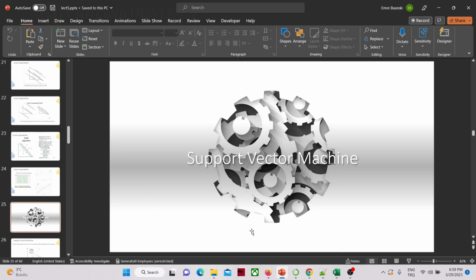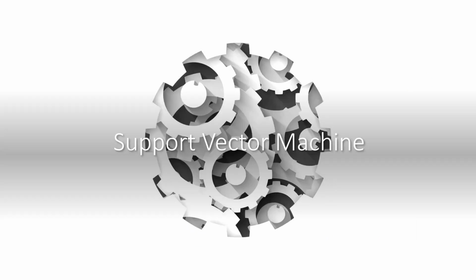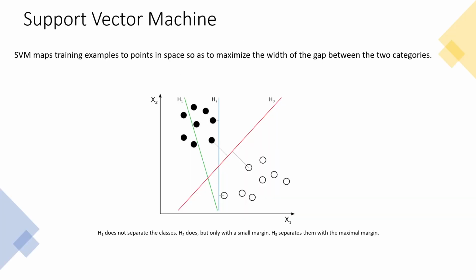Now let's see what support vector machines do. We will have a brief introduction and then we will have a break. So SVM maps training samples to points in space so as to maximize the width of the gap between these two categories. Okay. So these are all lines. This is not separating these two data sets in a good way. So this is not the line we are searching for.